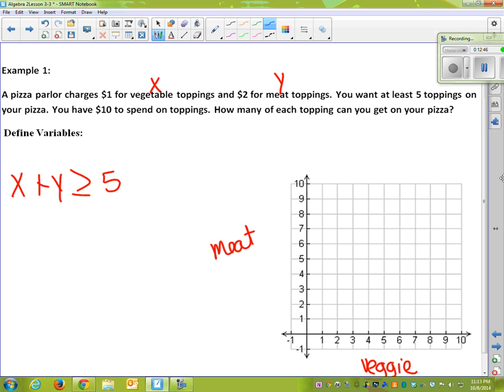You have $10 to spend on toppings. That's the money in your pocket. You can't spend $12. You could spend 8, 9, or 10. So I attach my dollar value, 1x plus 2y, so I'm attaching the value to the meat and veggies, has to be smaller than or equal to $10. These are my system of equations that defines the constraints associated with buying the pizza. Go ahead and put each in slope-intercept form and graph the two lines.